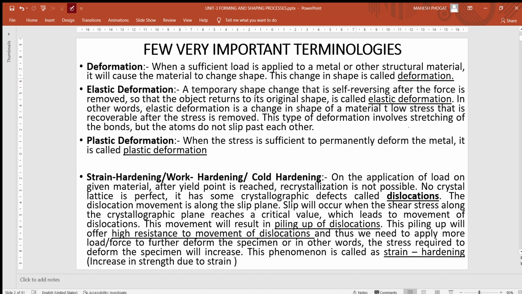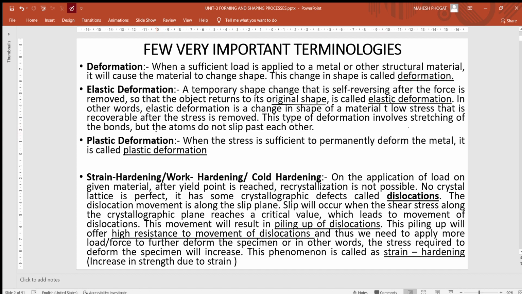Now, this deformation can be temporary. Let us say you are applying the load, there is a change in shape, which is called deformation. Now when you remove that load, the component, the specimen, will come back to its original shape. This kind of deformation is called elastic deformation. That means it is self-reversing. You apply the load, the material will deform. Once you remove the load, the material will return to its original shape. This is called elastic deformation.